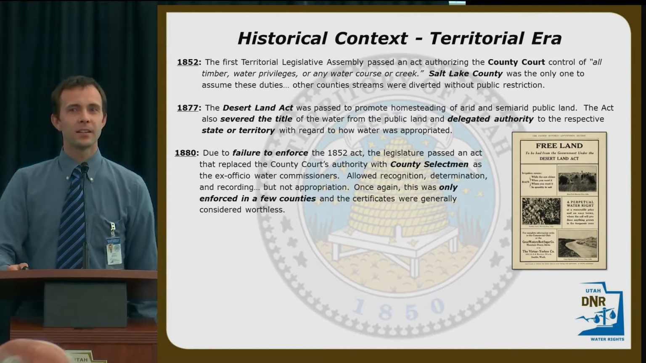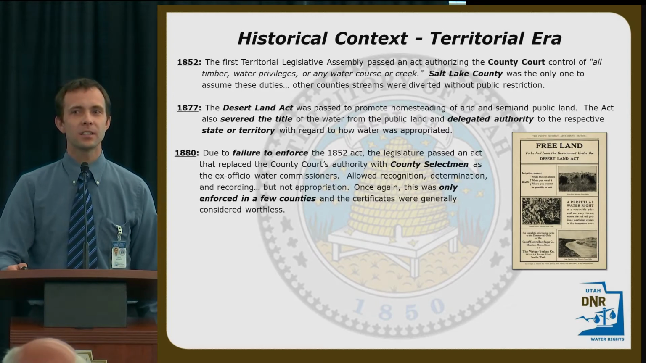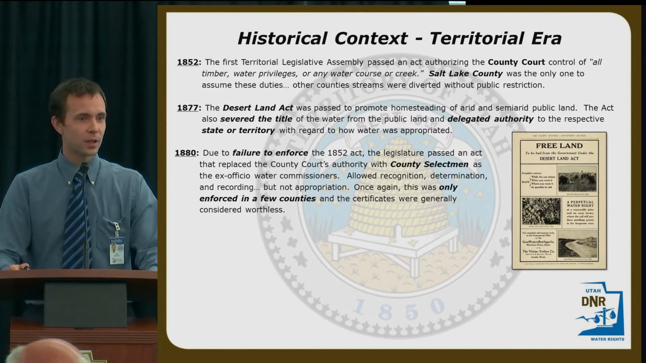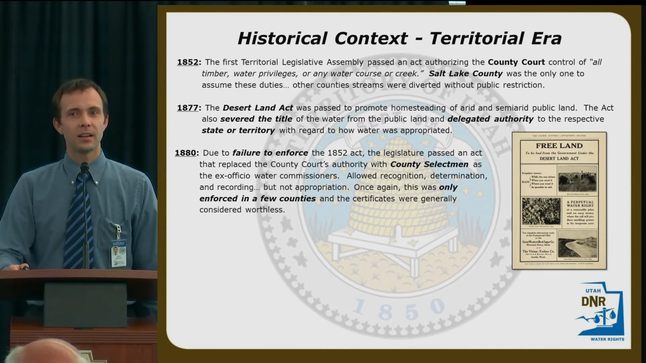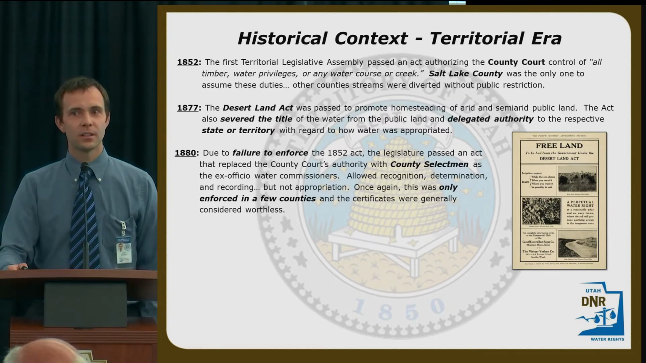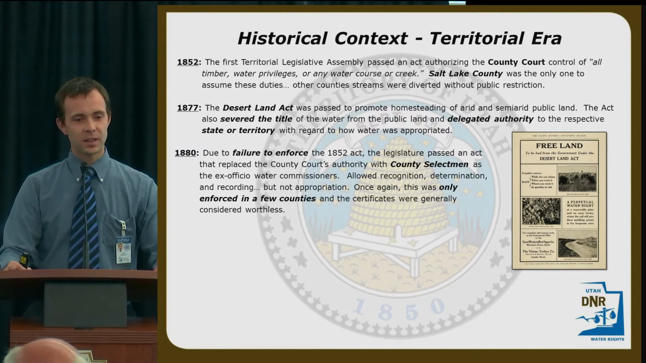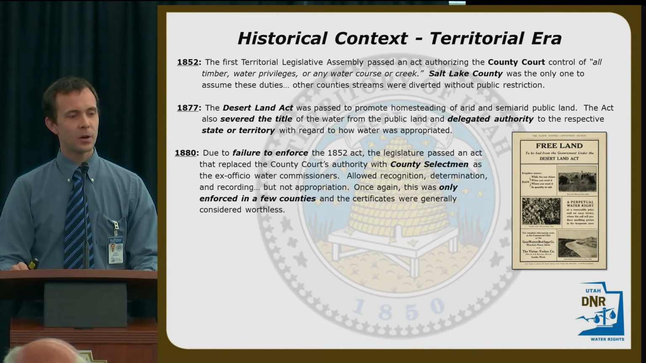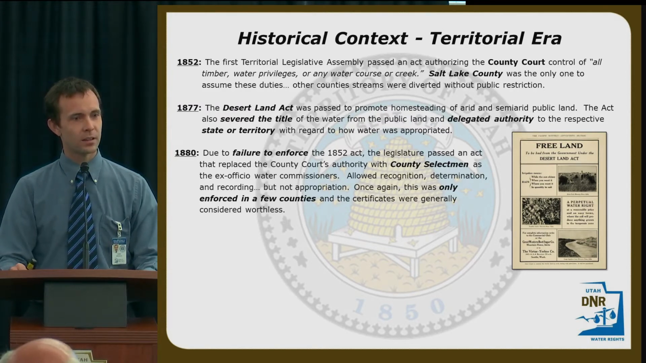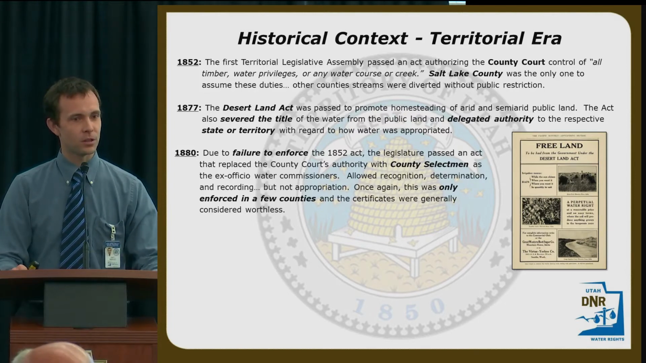In 1880, the territorial legislature passed an act to replace the county court's authority with county selectmen as the ex officio water commissioners. It allowed recognition, determination, and recording, but not appropriations. So basically this 1880 act allowed county selectmen to enforce and distribute and regulate the water distribution and use.